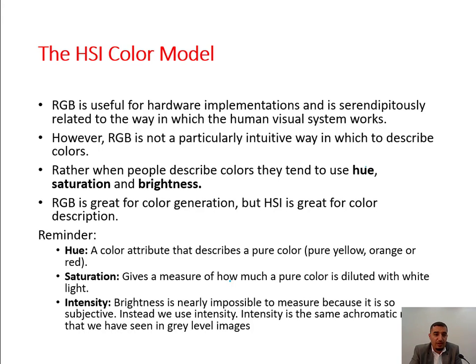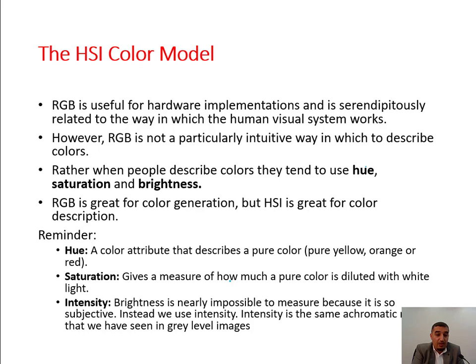Now the HSI, on the other hand, which is hue, saturation, and intensity. The RGB is useful for hardware implementation, and is a related way for human visualizing of colors. However, RGB is not a particularly intuitive way in which to describe colors. Rather, when people describe colors, they tend to use hue, saturation, and brightness. RGB is great for color generation, but HSI is great for color description.